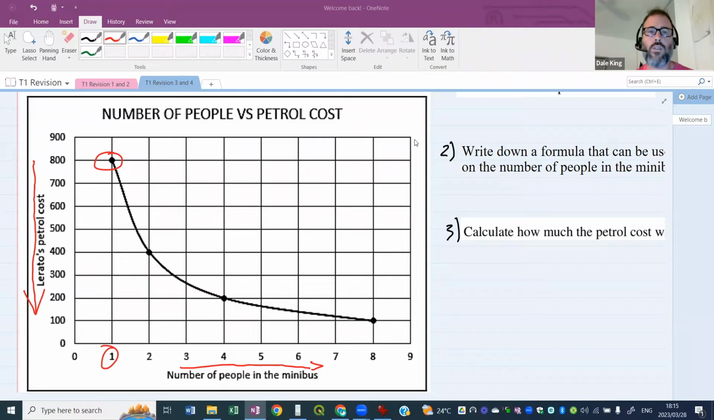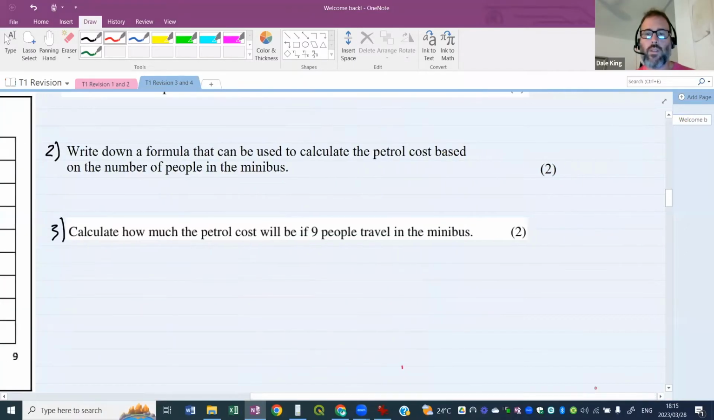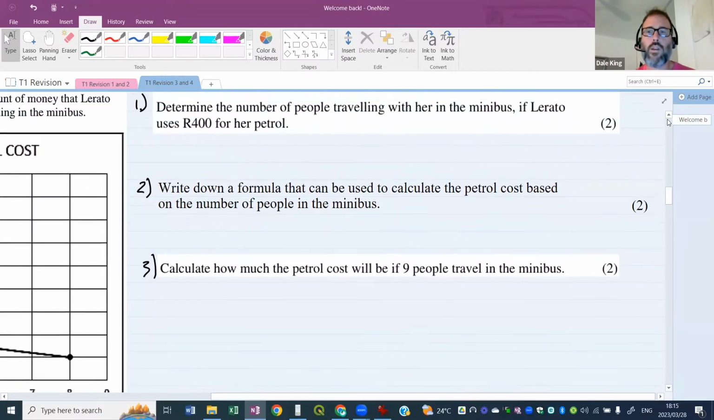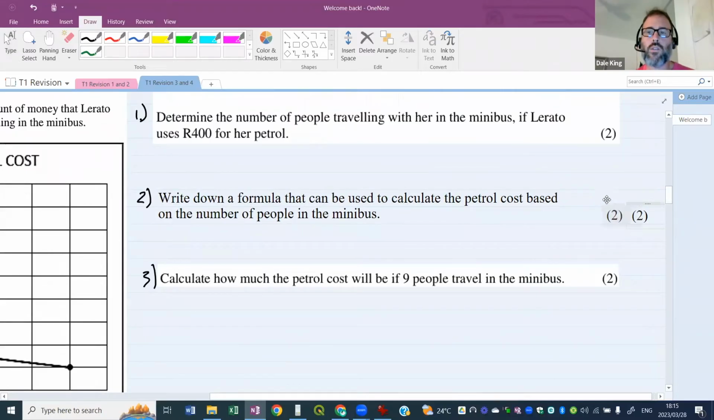All right, good stuff, Avi. Well done. Okay, so we understand the relationship now. Let's have a look at the questions. All right, so I'm going to move to the side here quickly. We'll come back to the graph. There we go. So we have three questions that I want you guys to do.